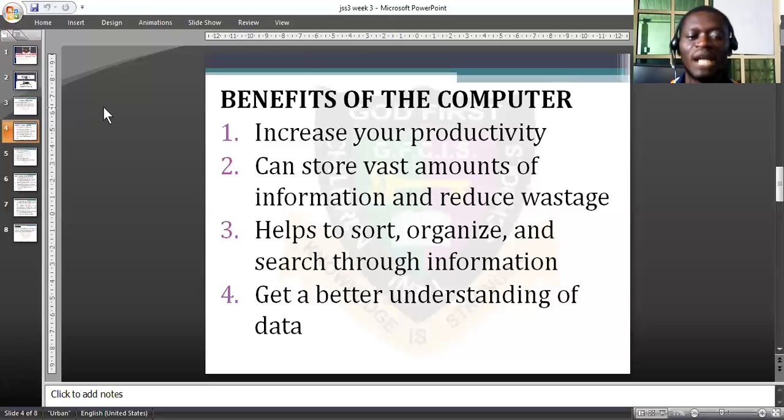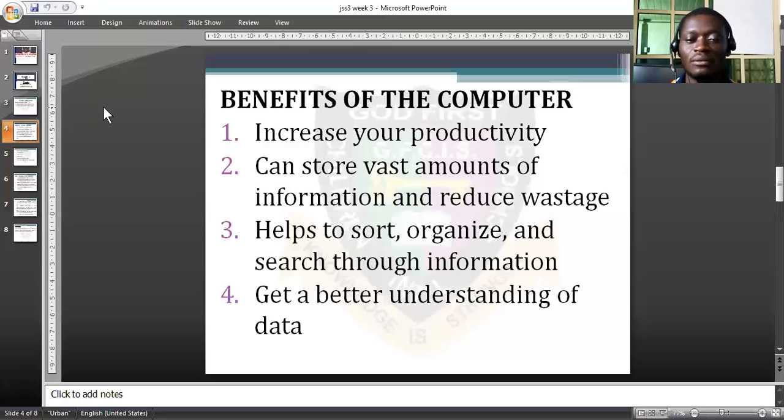Two, computer can store vast amounts of information and reduce wastage. What we are trying to say in this era is that the computer is an automatic machine, and it has a lot of storage capacity. So in the era of the computer, the issue of keeping books up and down, keeping them inside drawers, is fading out gradually, because your computer now has a database where all that information can be saved.